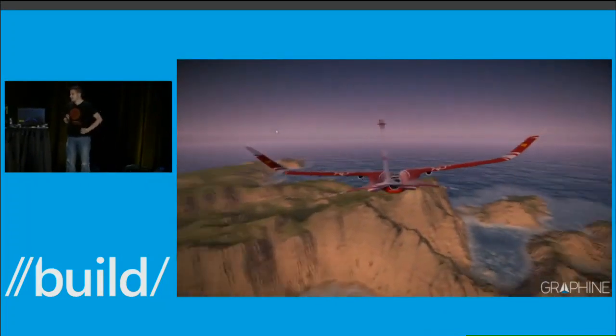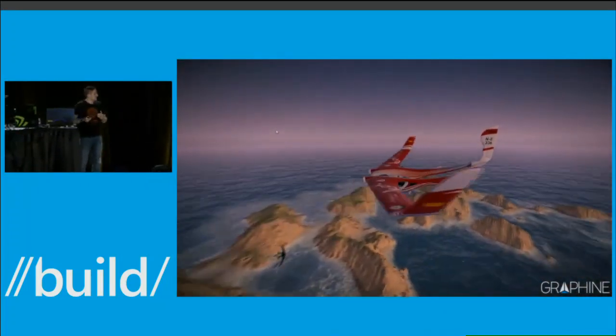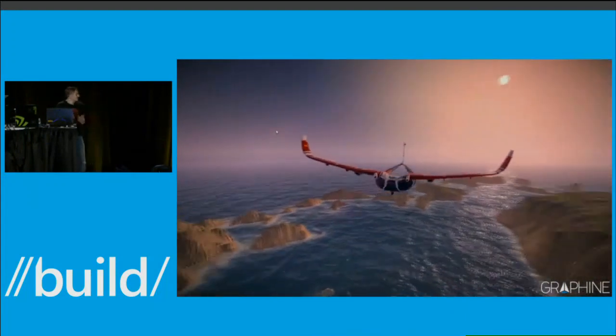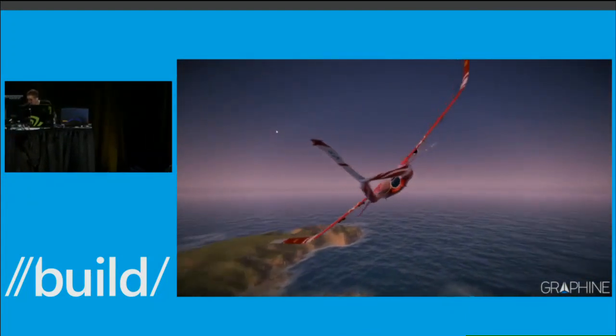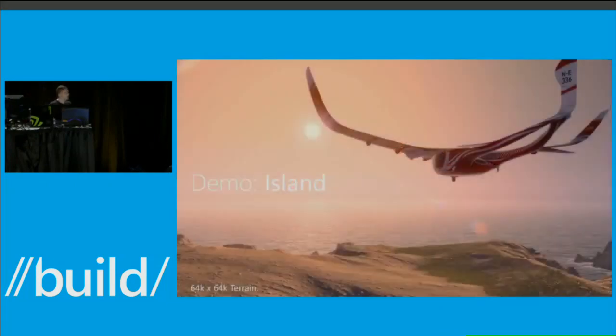Obviously, you can't really use all that data or load all that data. So that's where tiled resources comes in.